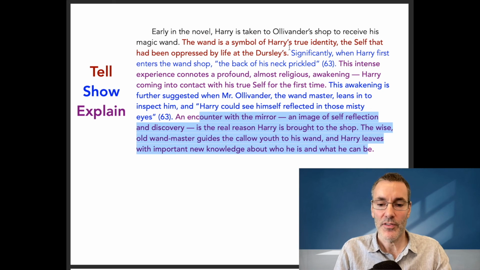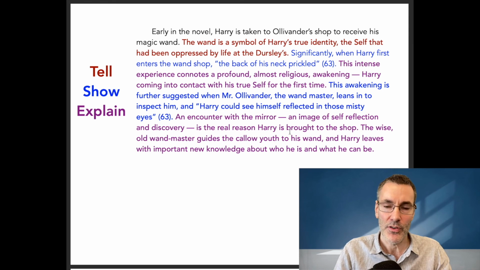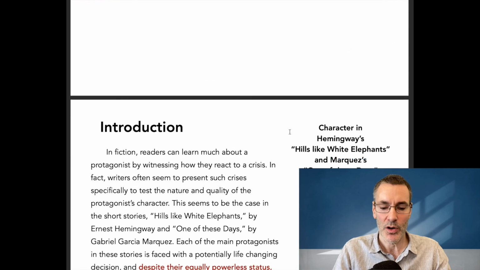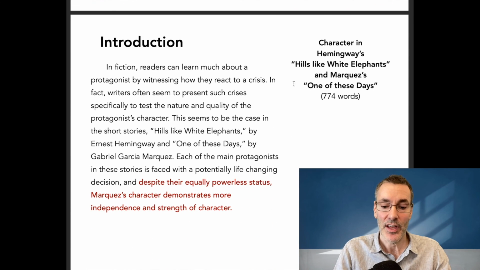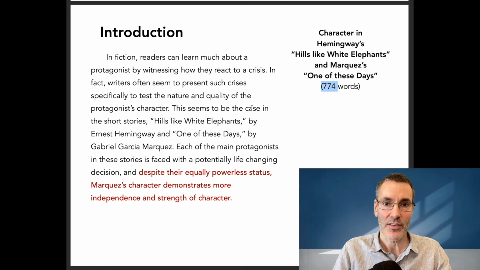Okay, so this one fairly follows the pattern quite nicely. A nice big tell at the beginning, followed by show, explain, show, explain. Now, there are other ways to do it as well. And in the second part of this lesson, I'll do a separate video on it. I'm going to walk you through an entire essay. It's about 800 words. It's a good essay, and it's got all the mechanics that you need to follow.